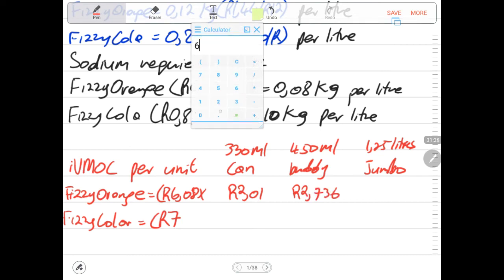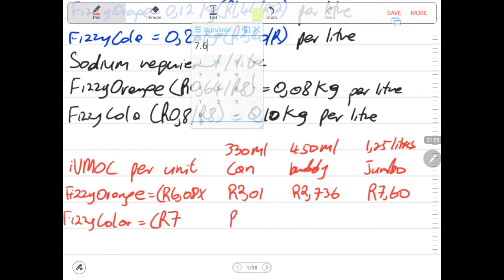The last one, 6.08 times 1.25. Remember, we don't divide because 1.25 is already in liters, and the 6 rand 8 cents is per liter, and the 1.25 is in liters, not in milliliters. This is 7 rand 60 cents.